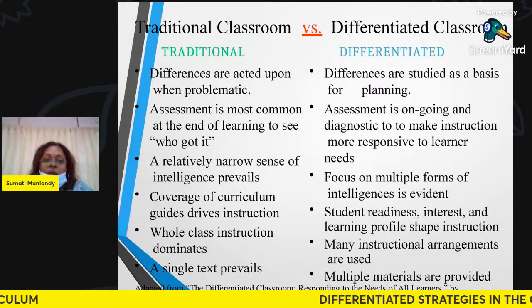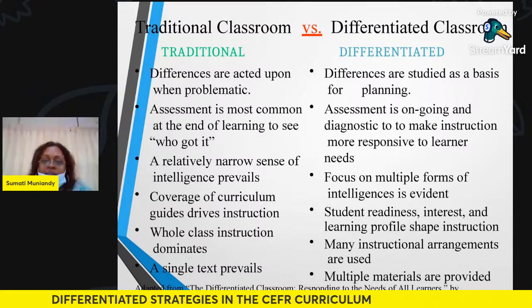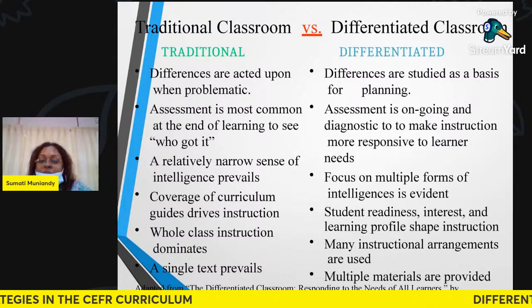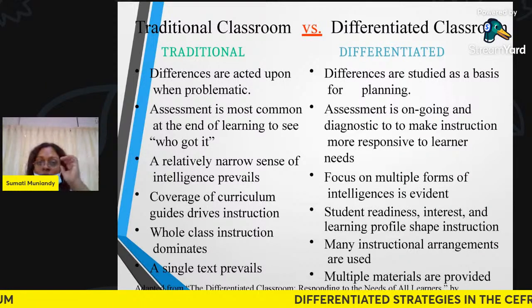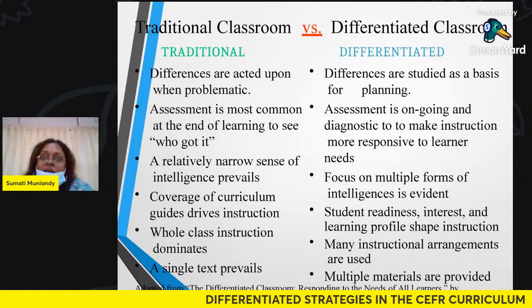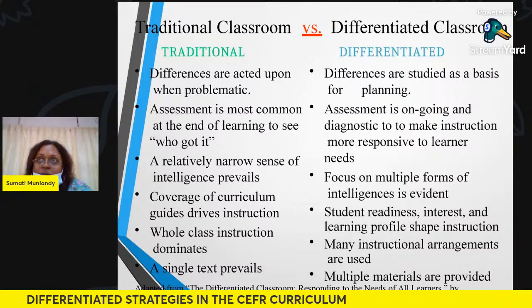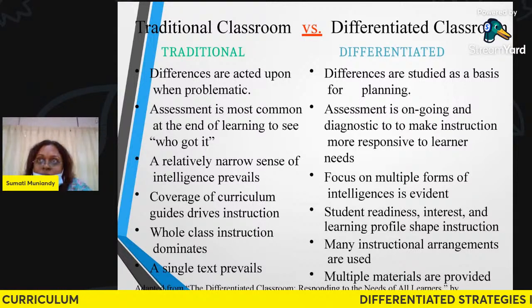Coverage of curriculum guides drives instruction. Yeah, this is more on curriculum center, but here student readiness and interests shape the instruction. Okay, when you talk about students' readiness and interests, we have to cater our lesson according to their needs. We cannot lose that, right? What are the strategies you're going to implement in the classroom based on your students' ability?